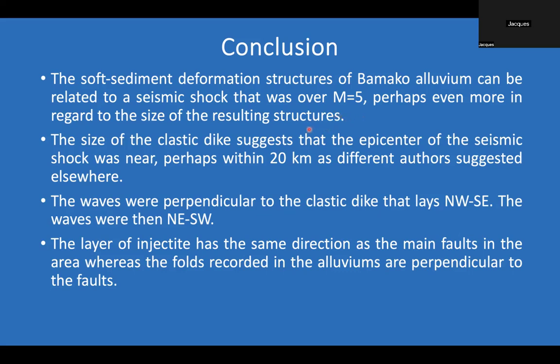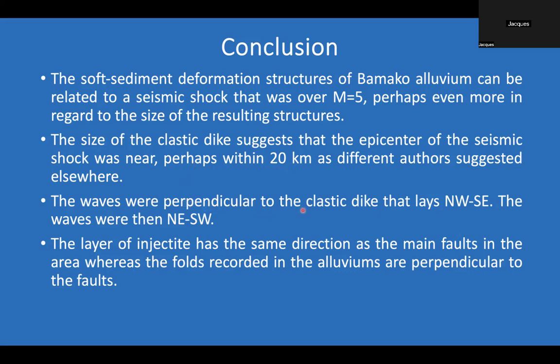And also we know from the size of the clastic dikes, because all the clastic dikes that we have are above 80 centimeters, that means the earthquake happened in a radius of 20 kilometers. So the epicenter of the earthquake was not far from the clastic dikes. So it happened in the vicinity of Bamako.